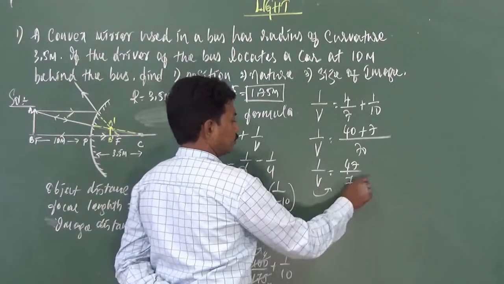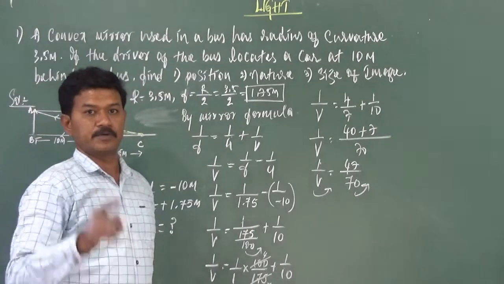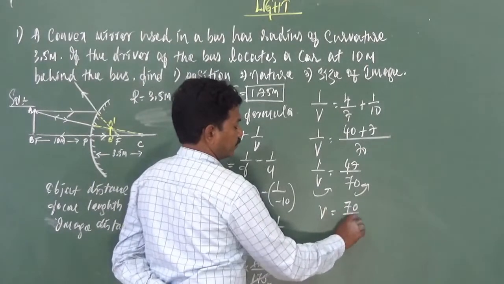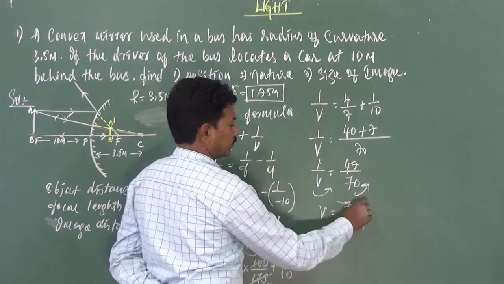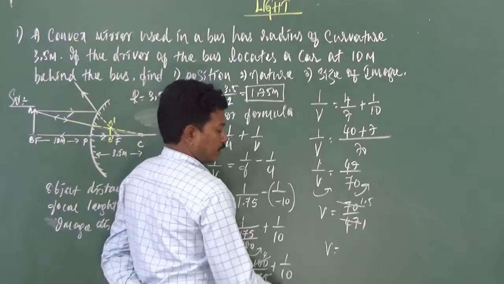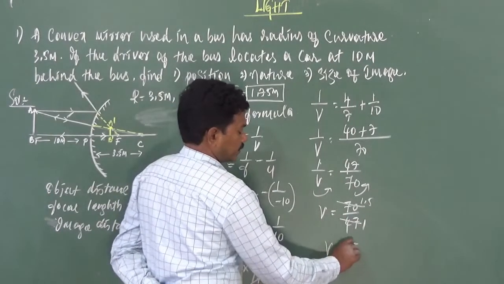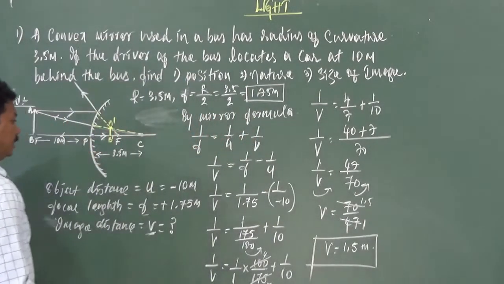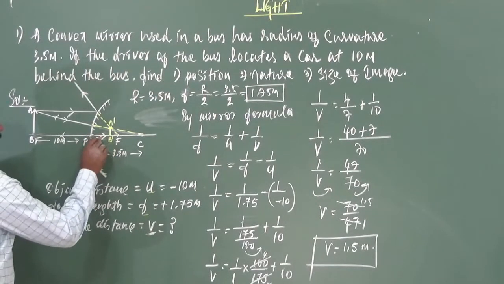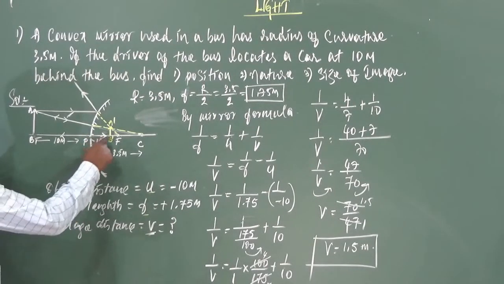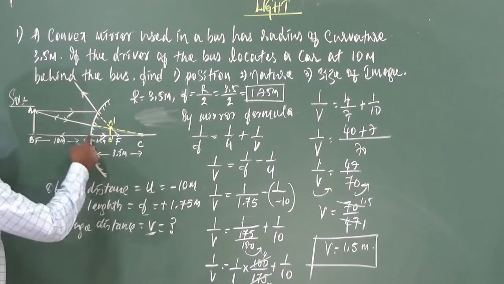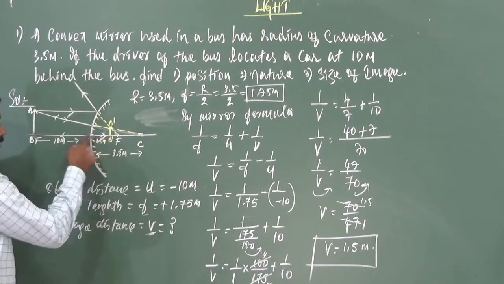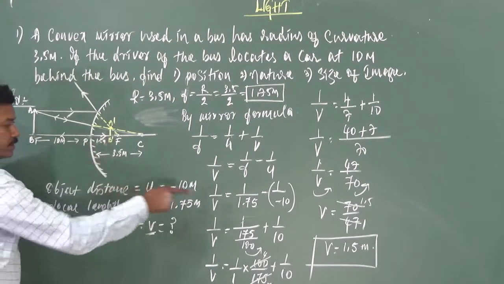Take reciprocals on both sides because we have 1 by V on the LHS but we need V. So V is equal to 70 by 47. Approximately it is 1.5. V is 1.5 meters. So what is the position of the image? The image distance is 1.5 meters. So the image of the car which is in front of the mirror appears to be 1.5 meters inside the mirror.